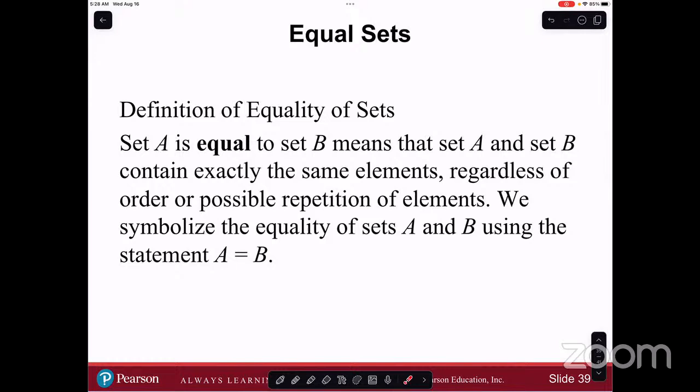We symbolize the equality of sets A and B using the statement that set A is equal to set B. We say set A is equal to set B means that set A and set B contain exactly the same elements, right? So not only do they have the same number of elements, but the corresponding elements match, right? So they're all the same. So equivalent sets have the same cardinality. Equal sets takes it a step further and equates the corresponding elements of each set.